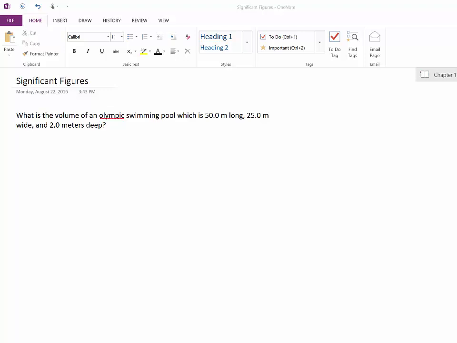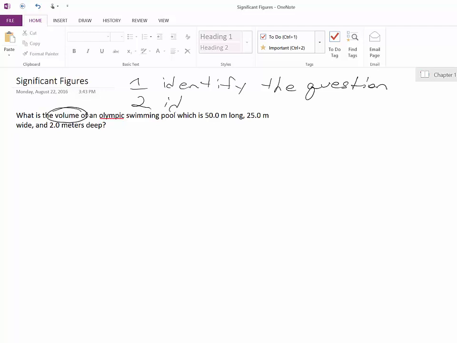So the first question here is, what is the volume of an Olympic swimming pool which is 50.0 meters long, 25.0 meters wide, and 2.0 meters deep? And so looking at the question, we're asked to calculate the volume. And so this is going to relate to problem-solving techniques as well. Being able to, one, identify what we're looking for. So identify the question. And then two, identify what we know.